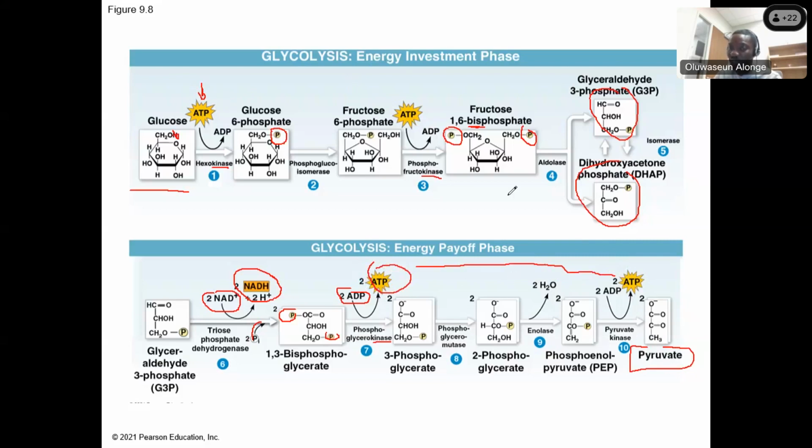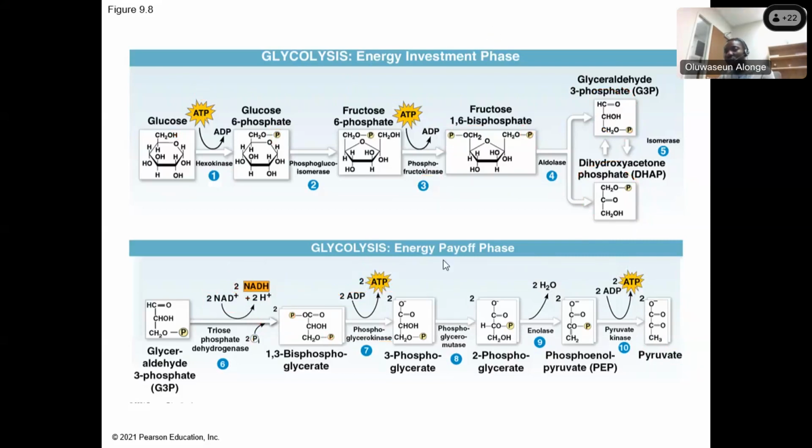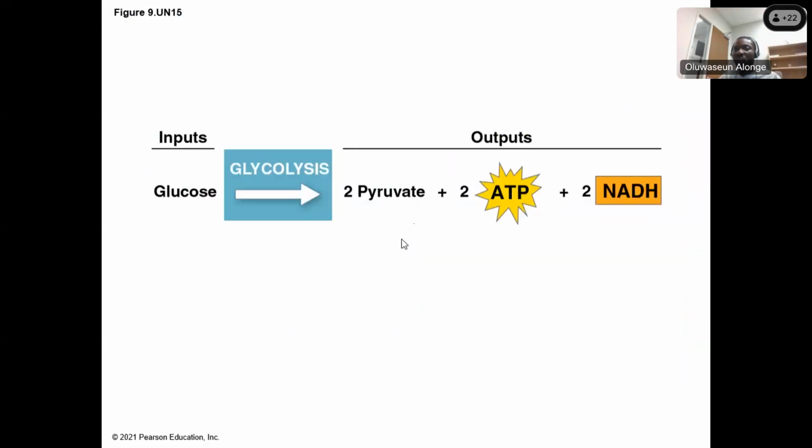Now, at the end of the day, what have we made in the real sense in the whole of this process? Again, I don't need you to know the equations. I don't need you to know the enzymes. I just need you to understand the process. What has happened at the end? The input is glucose. The output at the end of glycolysis, which happens in the cytoplasm and does not require oxygen, is 2 pyruvates, 2 ATP, and 2 NADH.